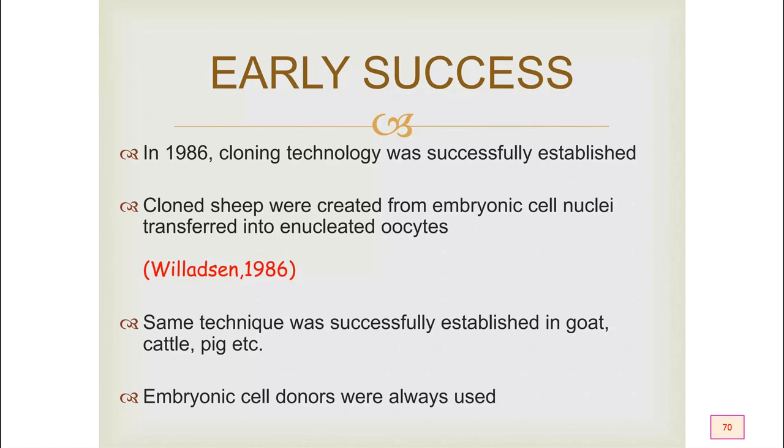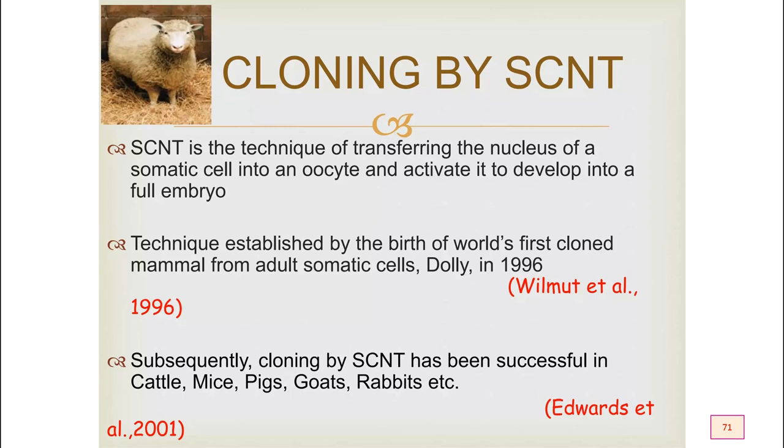So there were early successes also, like in 1986, when cloning technology was successfully established in India. Then some techniques were successfully used by goat or sheep farmers. Embryonic cells, etc., can be used in future in case of human beings because a lot of research is going on in the human field. Already we know about SCNT, etc.